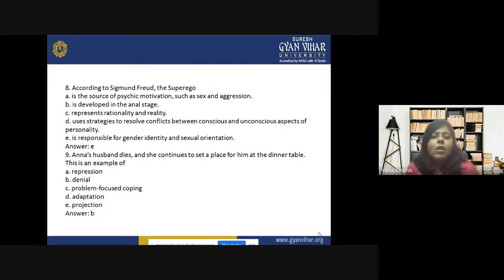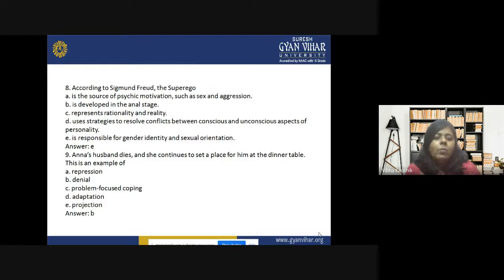Now, according to Sigmund Freud, the superego, the options are: A. Is the source of psychic motivations such as sex and aggression, B. Is developed in the anal stage, C. Represents rationality and reality, D. Uses strategies to solve conflicts between conscious and unconscious aspects of personality, E. Is responsible for gender identity and sexual orientation. So these are the options. Now you have to select the correct answer, and the correct answer is option E.